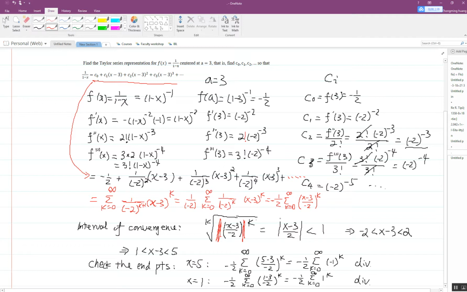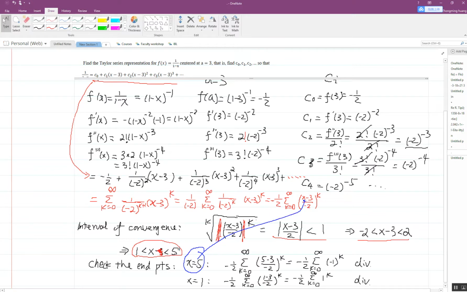So after the kth root, this is what we have. And then we get to this inequality. And at the end, we solve for the inequality. We get this interval. Actually, the minus 3 should be gone there now. Okay, and then I check the endpoints. Both endpoints. Where do you plug in? You plug x equals 5 into this power series, and it turns out to be the summation of negative 1 raised to power k, which will diverge. Similarly, if you check the other endpoint, it will also diverge.